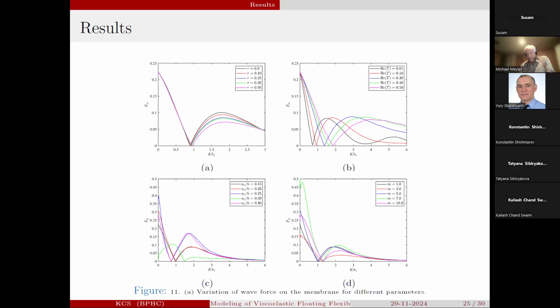These are some figures for the force for different parameters: tau, then the membrane tension, then the sinusoidal seabed amplitude, and m is the number of ripples of the sinusoidal seabed. So this is the figure for the force, you can see here.